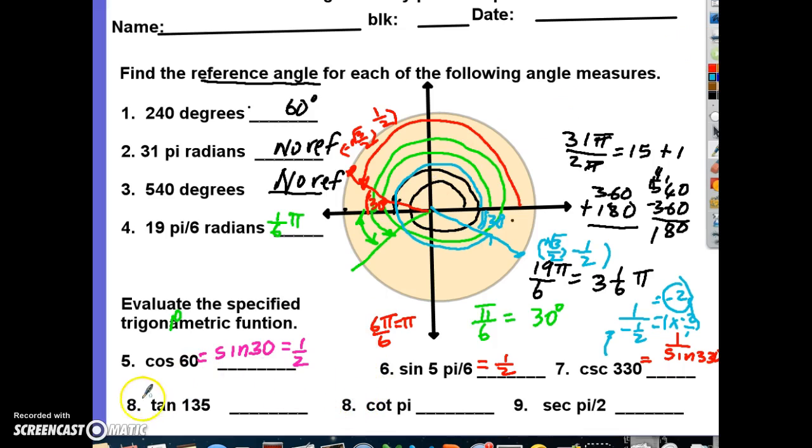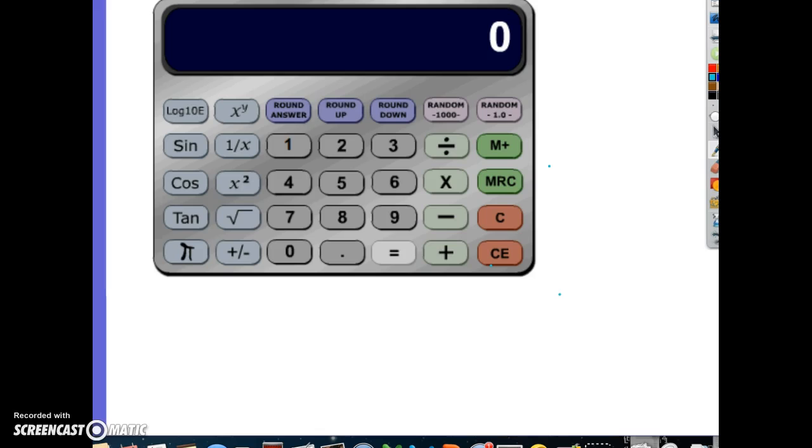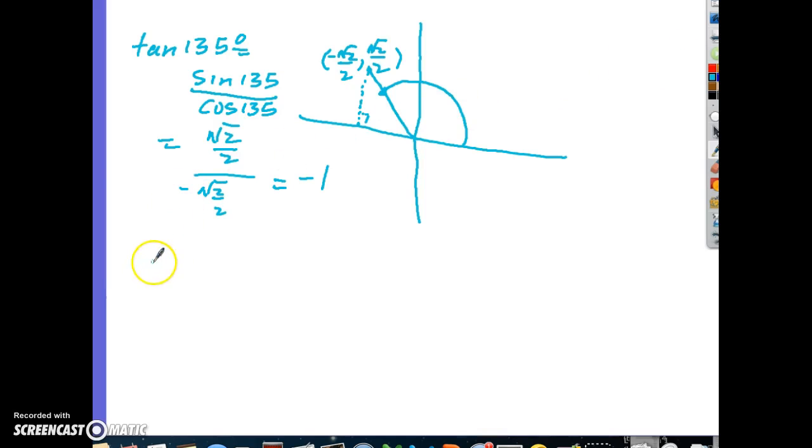Number 8, I'm calling this 8a and 8b. It's cotangent of pi. So 8b, we're looking at cotangent of pi.